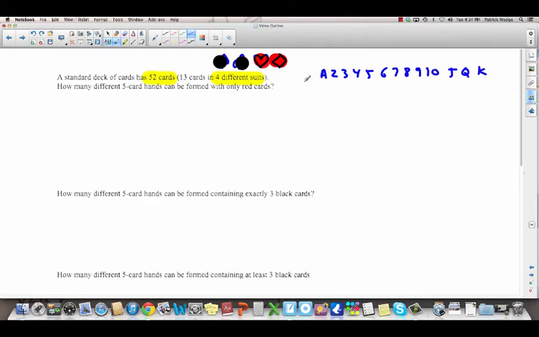Okay. So how many different 5-card hands can be formed with only red cards? Well, first of all, how many cards are there that are red? Half of them are black, half of them are red. So there are 26 cards that are red, and we want to pick a 5-card hand from those 26 cards. So we want to choose 5 out of 26. You can pick up your calculator, or you can do it the long way if your calculator doesn't have the function. You would have to do 26 factorial over 5 factorial times 26 minus 5 factorial. When you do that, you will get the answer 65,780.